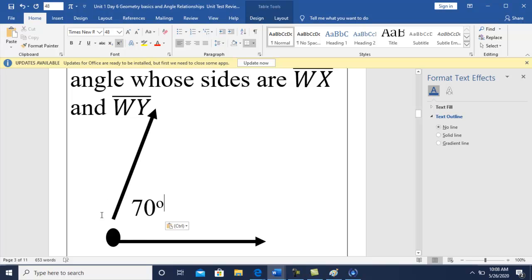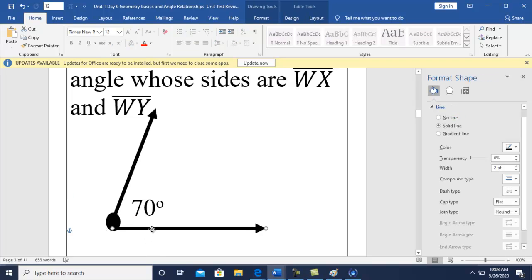And then put the angle in there. Oops. Line everything up. And there you go. 70 degrees. Okay. So that's number 3.